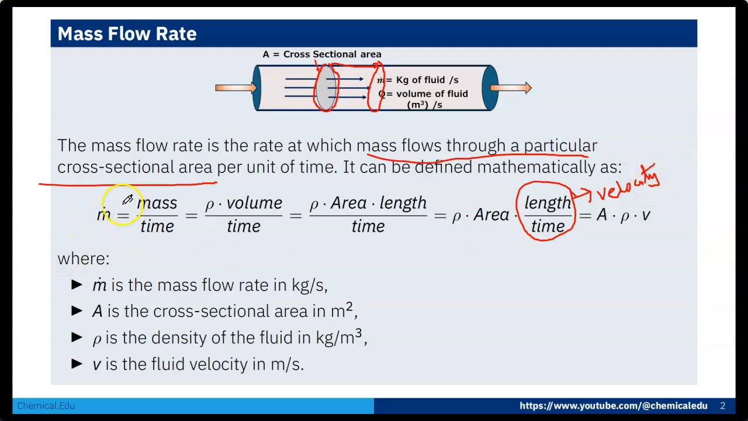So now what will be the mass flow rate? Mass flow rate will be nothing but cross-sectional area, density of fluid, and velocity of the fluid. Here every variable is described. m dot is the mass flow rate in kg per second. A is the cross-sectional area in meter square. Rho is the density of the fluid in kg per meter cube. V is the fluid velocity in meter per second.